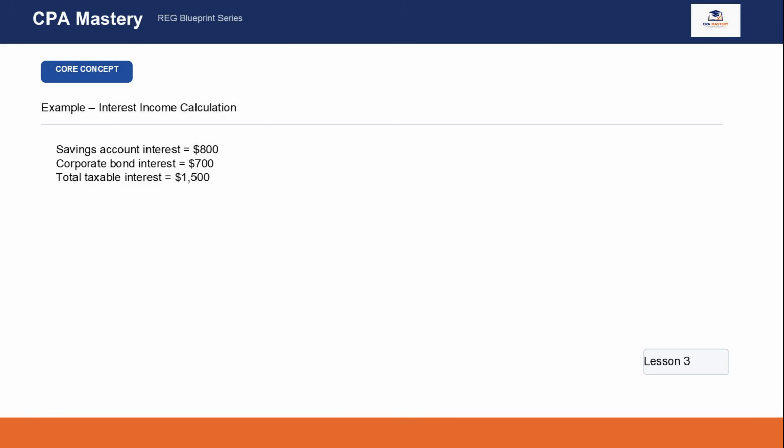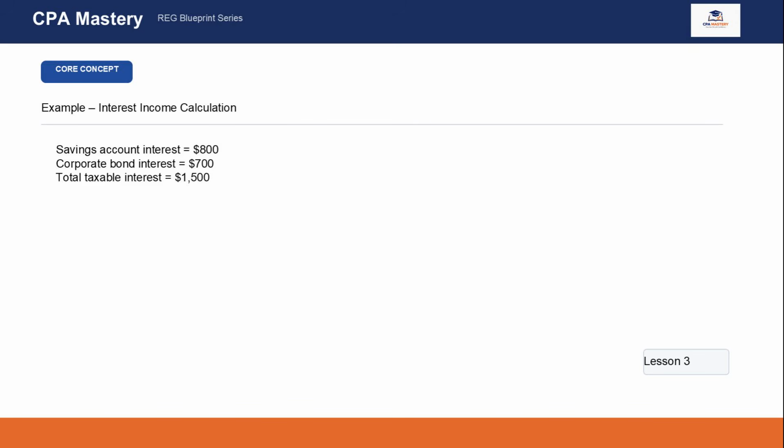Let's look at a simple example similar to what you might encounter on the CPA exam. Suppose a taxpayer earns $800 of interest from a savings account and $700 of interest from corporate bonds during the year. Both of these sources represent taxable interest income. To determine the total interest that must be included in gross income, we simply combine the two amounts. In this example, the taxpayer would report $1,500 of taxable interest income.